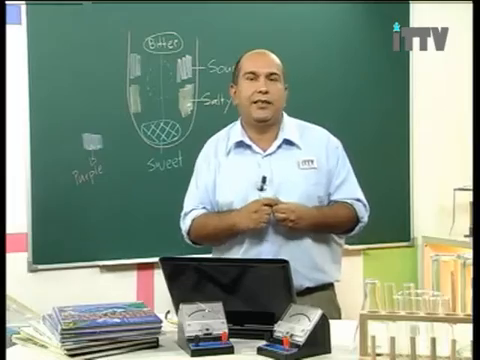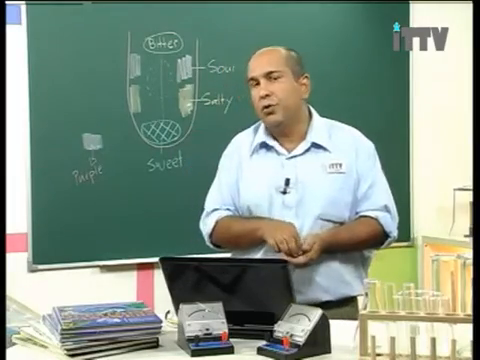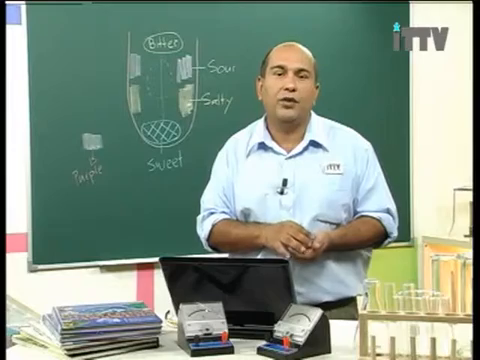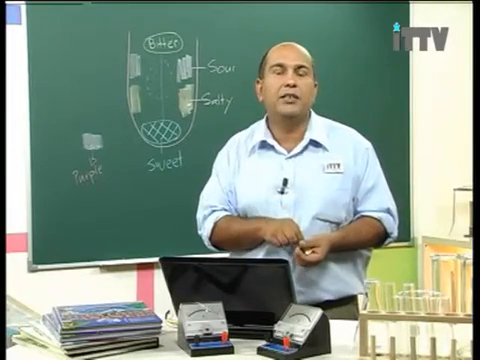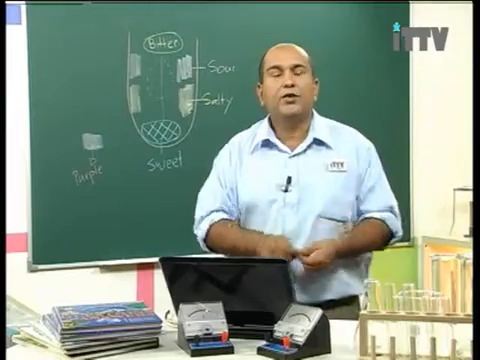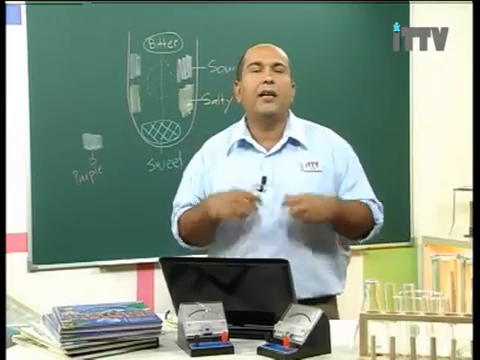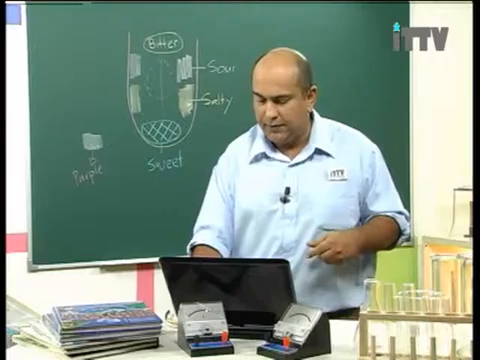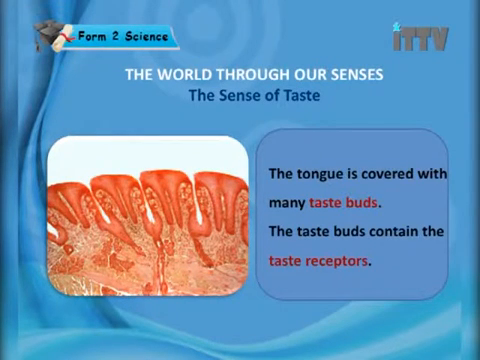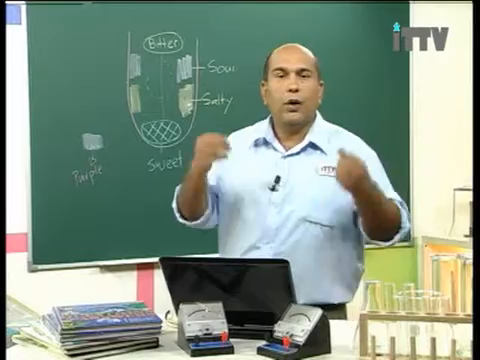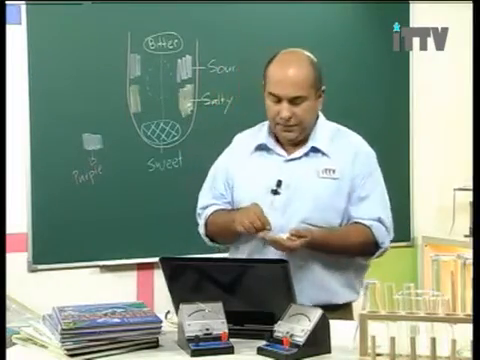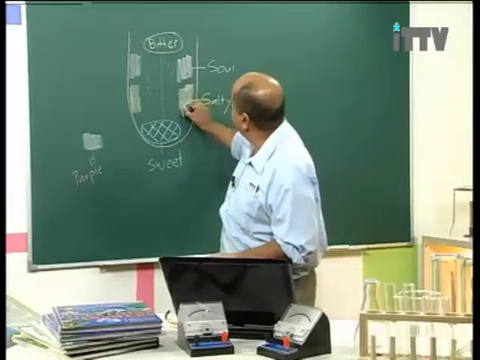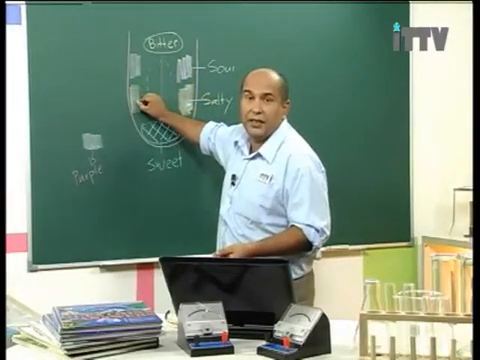How are these tastes detected? Well, as we've been through in the other lessons on the sense organs, every stimulus is detected by receptors. So let's find out where the receptors are, where they are kept, and how they work. The tongue is covered with many taste buds. The taste buds contain the taste receptors. So our tongue has taste buds. You're going to find the taste buds sitting in these areas here.